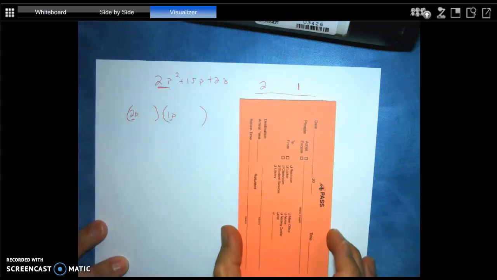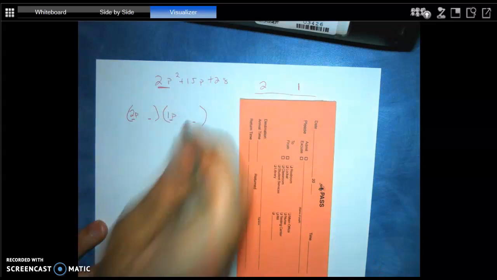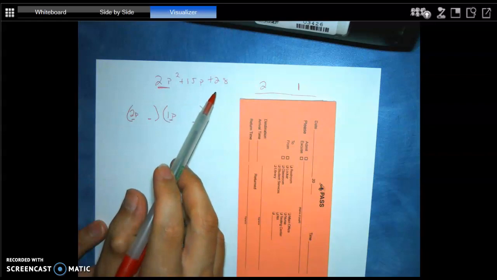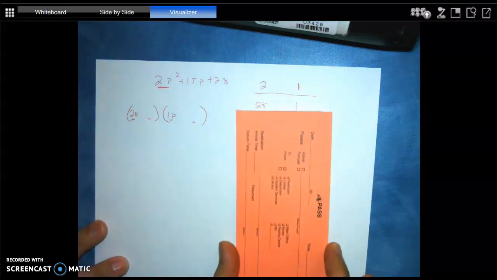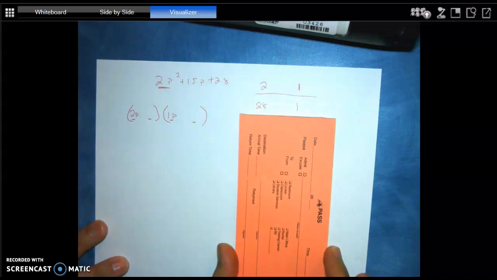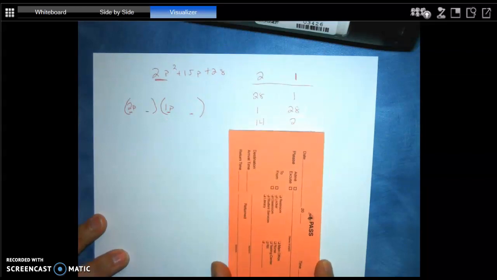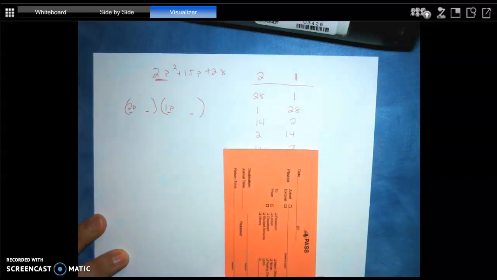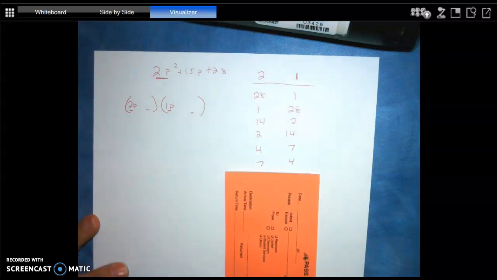So I'm going to draw a little line. Now remember, these two spots multiply to 28. So now I got to write the combinations that could give me 28. Well, 28 and 1. I could flip them around, 1 and 28. 14 and 2, 2 and 14. And then 4 and 7 and 7 and 4. Okay, so it's one of those combinations. Might seem like a lot, but we'll talk about some ways we could eliminate some of them too.